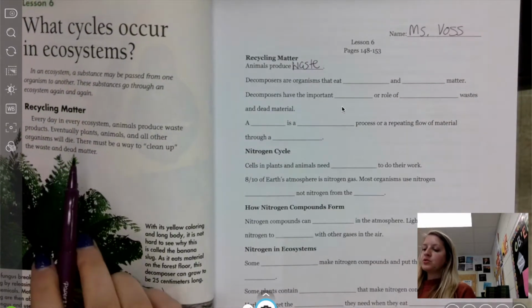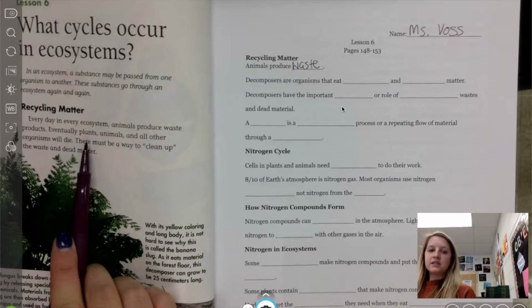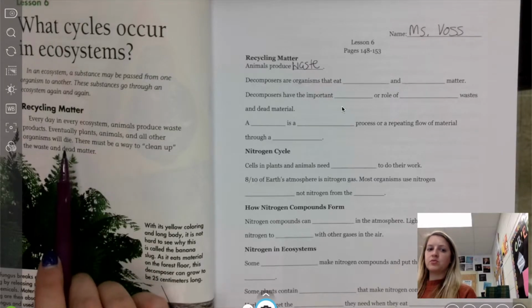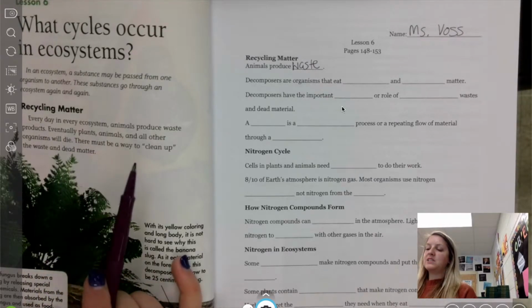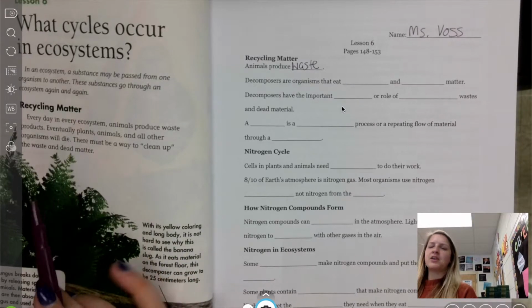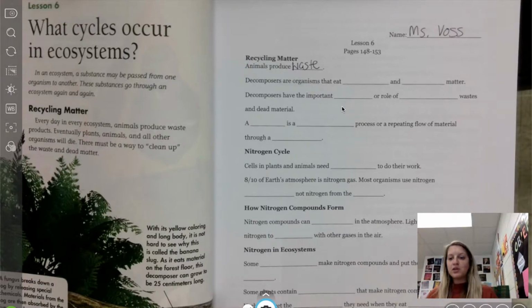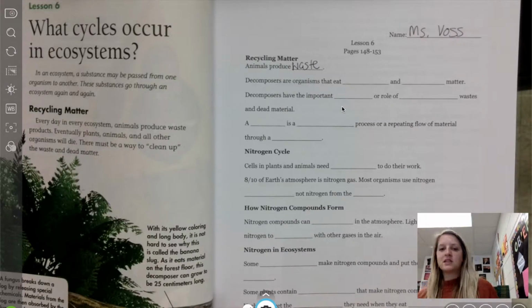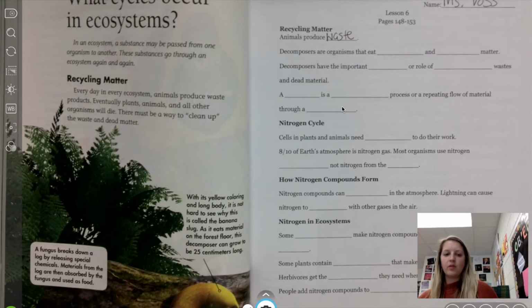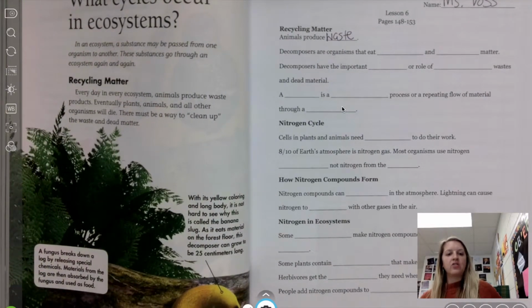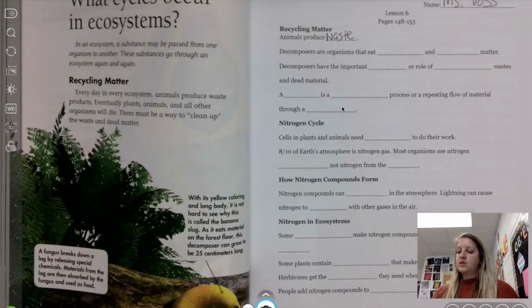So animals produce waste. Eventually, plants, animals, and all other organisms will die. There must be a way to clean up the waste and dead matter. And it's not the same way we think of cleanup, so that's why it's got that cleanup, because it's not just you sweep it, you vacuum it, clean up. It gets cleaned a different way. So a fungus breaks down a log by releasing special chemicals. Materials from the log are then absorbed by the fungus and used as food. So when a tree falls and dies, there's actually going to be fungus that use that tree to live.